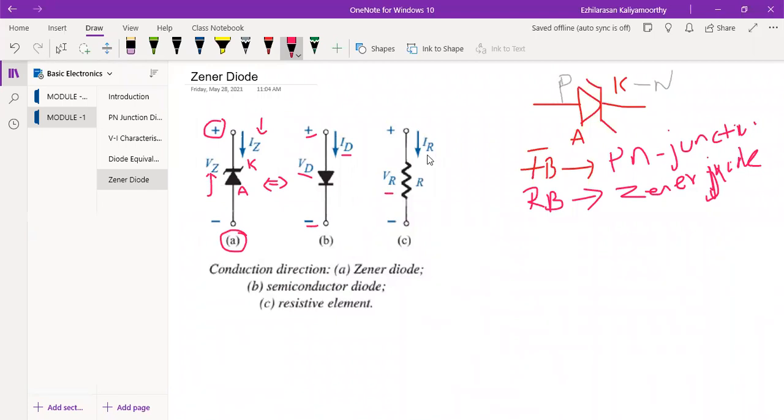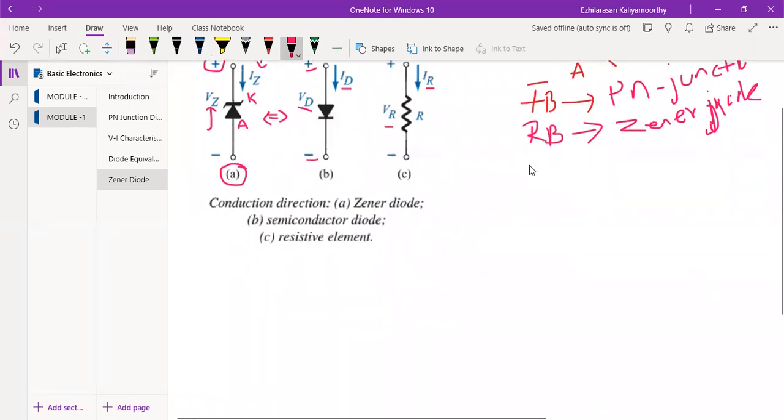Voltage, resistive voltage, and the resistance current. This is a resistive element. Normally I can say a resistor is a linear element, but the PN junction diode or Zener diode is a non-linear element, because normally your resistor will give the characteristics like this. As the voltage increases, the current also increases. So I will get a linear curve for a resistor.